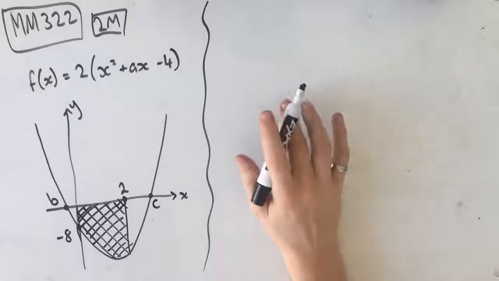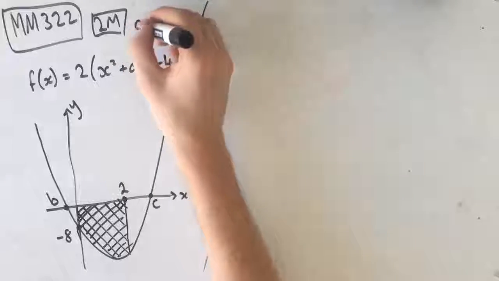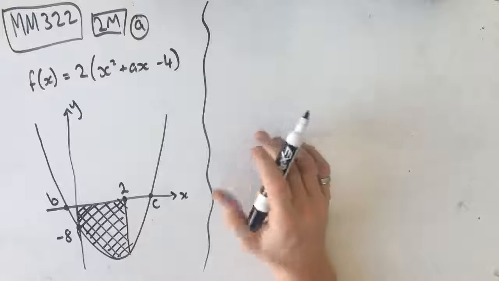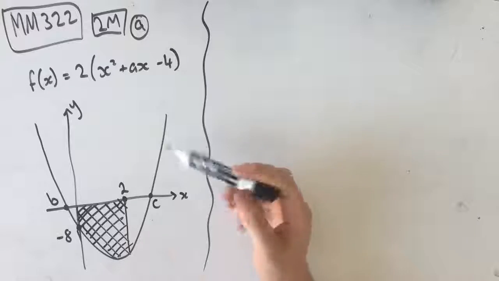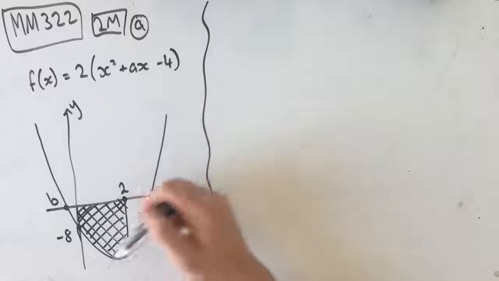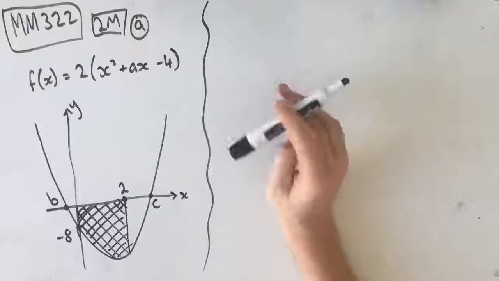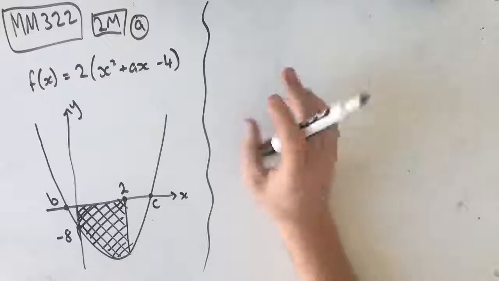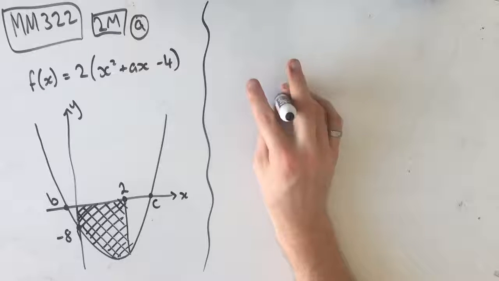Hey guys, welcome to question MM322 of the Maths Methods Fortify study guide. Now, part of the graph of the function f of x equals 2 outside of x squared plus ax take 4 is shown below, just here. Now, part A says, given that the shaded area is 68 on 3 units squared, find the value of A.